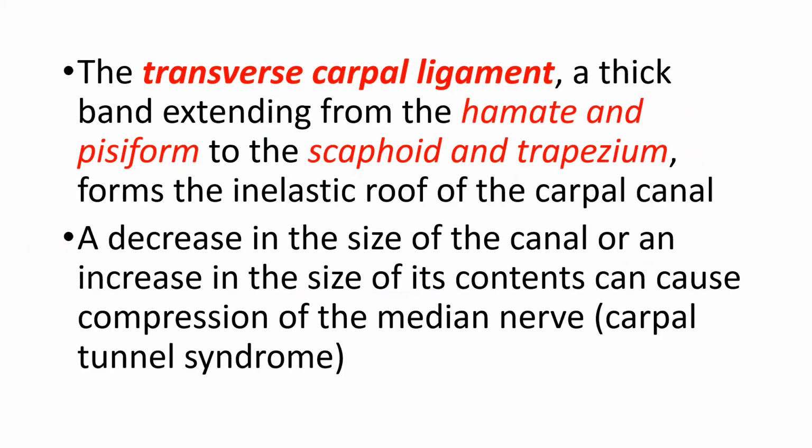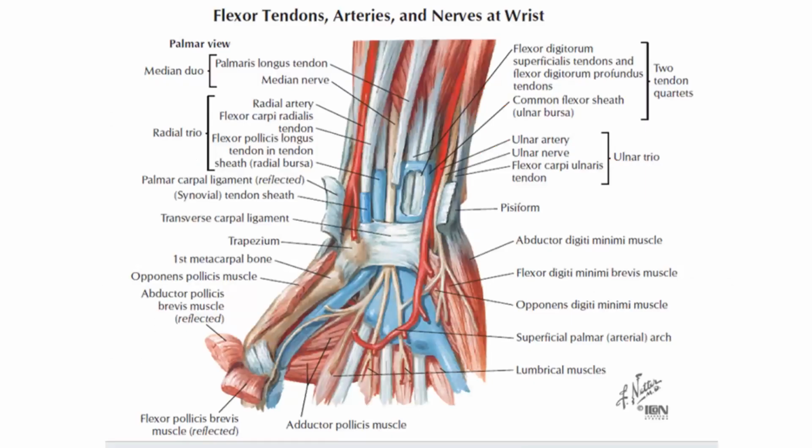The transverse carpal ligament is a thick band extending from the hamate and pisiform to the scaphoid and trapezium. This forms the ligament that covers the median nerve as it goes into the wrist. This ligament, together with the structures in it, if they're large, will promote compression on the median nerve to give us a carpal tunnel syndrome. Keep this in mind. You have to know the transverse ligament.